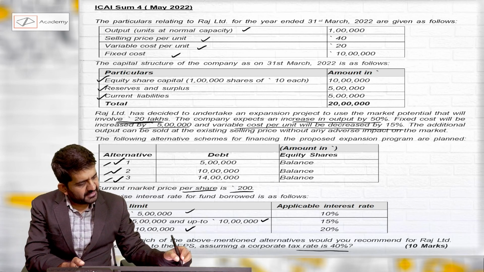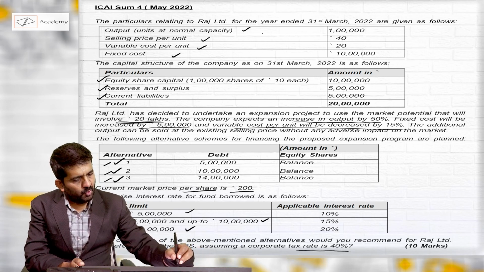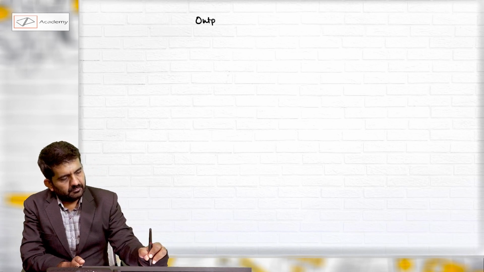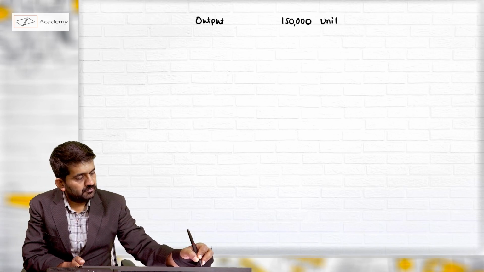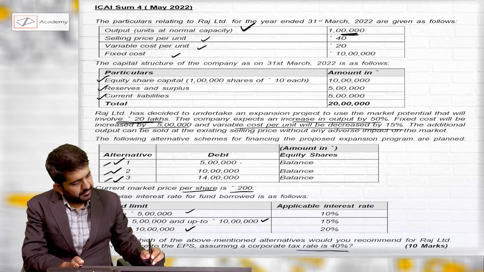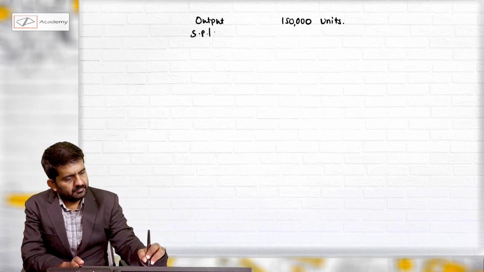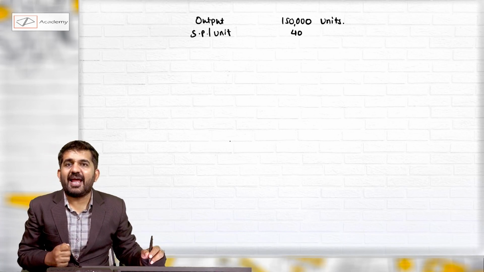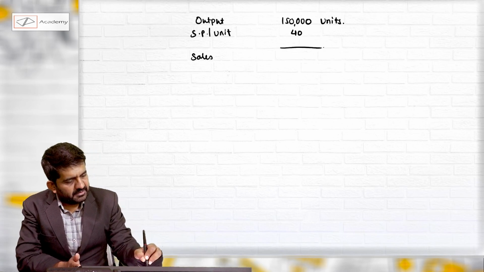The company expects an increase in output by 50%. So what is current output? 1 lakh. Now the capacity has increased and output will become 1,50,000. Selling price per unit is 40. And this can be sold at this rate. Even additional output of 50,000 can be sold at this rate. So we will be getting answer of sales.